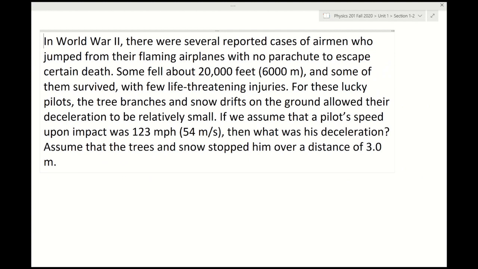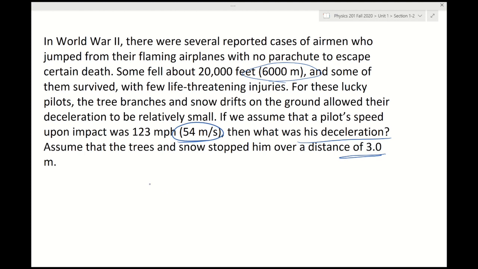Now let's say we're talking about an airman who's falling and manages to survive. You have some individuals who maybe fell 6,000 meters, roughly 20,000 feet. That's a pretty good size fall. If we assume that the speed on impact was 54 meters per second, what was the deceleration if they covered 3 meters in that distance?